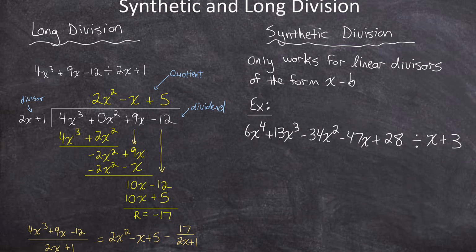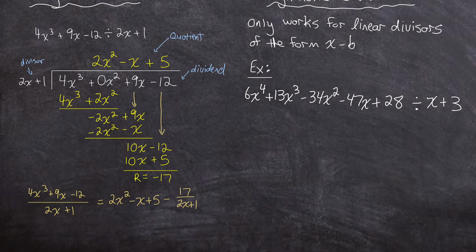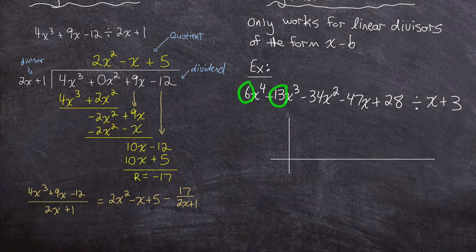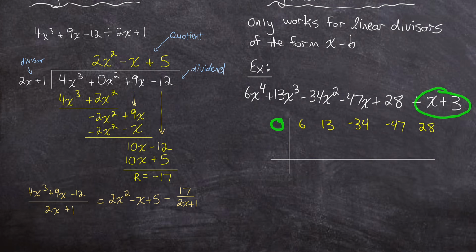And how synthetic division works is we set up a table. I take the coefficients of all of the terms in my dividend and I write them across the top. And then I take the 0 of my divisor and write it up here. So what makes x plus 3 be 0 would be if x was negative 3. And then I'm going to write a multiplication operator here and an addition operator here so that I can remember what steps to follow when doing synthetic division.